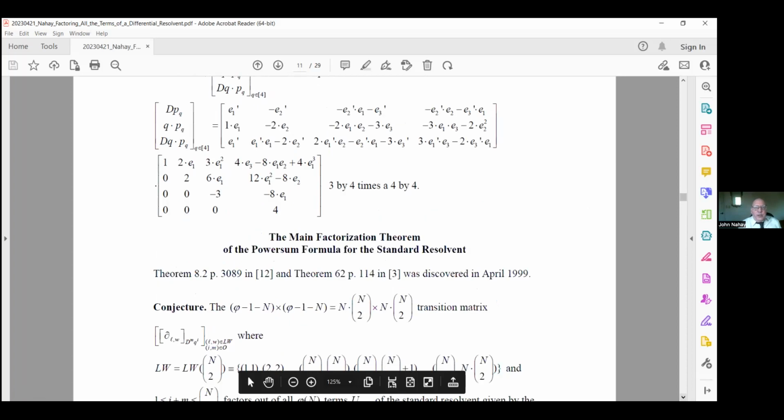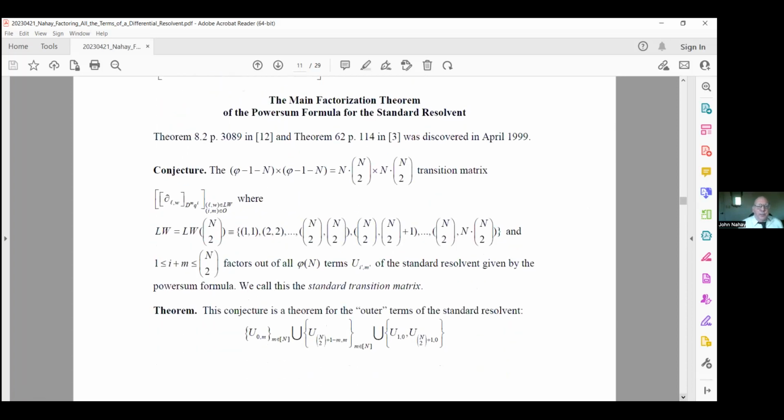So the main factorization of the power sum formula has been a conjecture. I think now it's going to be proved that this particular transition matrix of coefficients of these LW power sums with respect to these DMQI operators factors out of all phi terms of the standard resolvent. We call this the standard transition matrix, where LW goes from 1,1, 2,2 up to n choose 2, comma n choose 2, and then the order stays put at n choose 2, but the weight goes up to n times n choose 2. We know for certain this conjecture is a theorem for the outer terms of the standard resolvents.